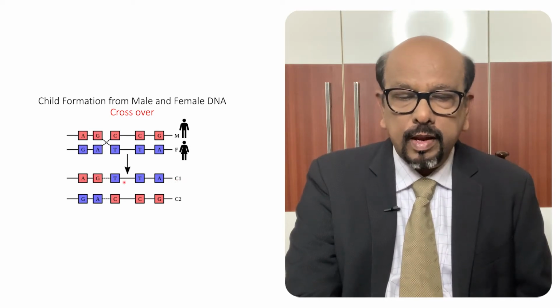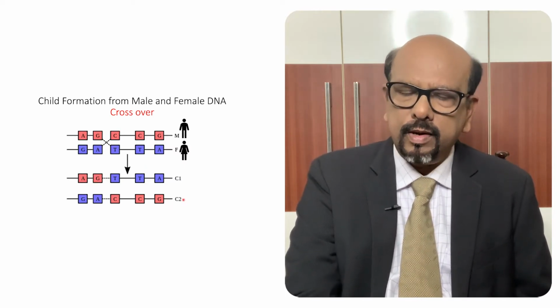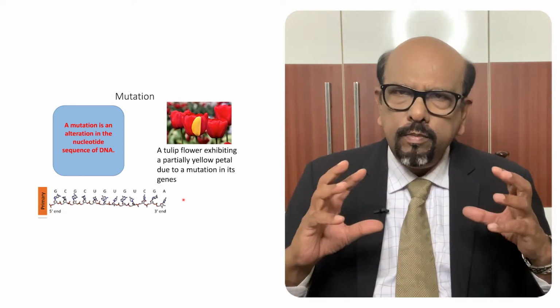It is possible to get another child of GA, and then you cross over CCG. So that can be another child. So this is how crossover happens. So let us see what is a mutation.